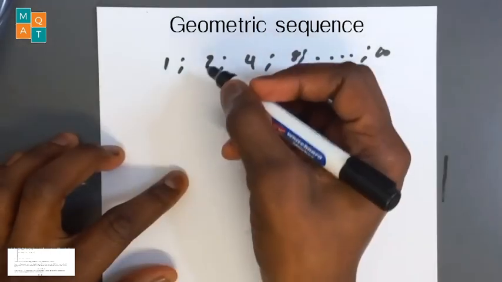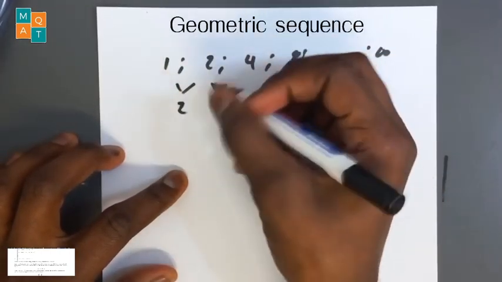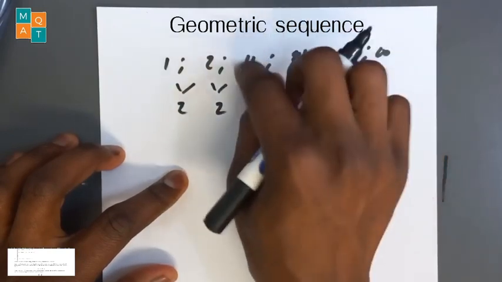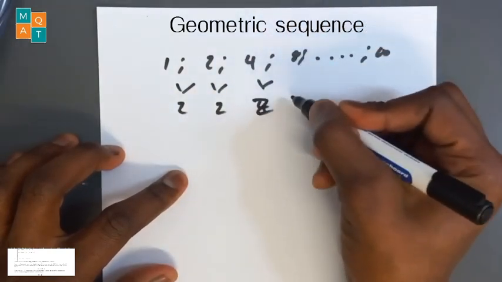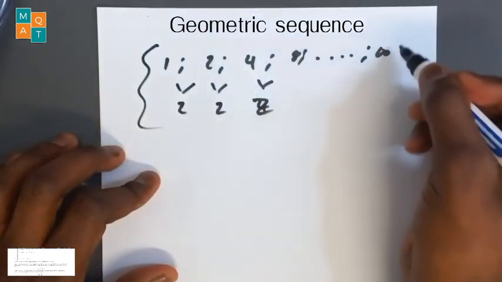Now let's try this. 2 divided by 1 is 2. 4 divided by 2 is 2. 8 divided by 4 is 2. All the way, we can see that this is continuous.